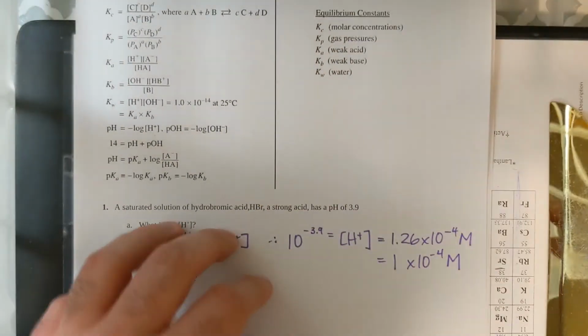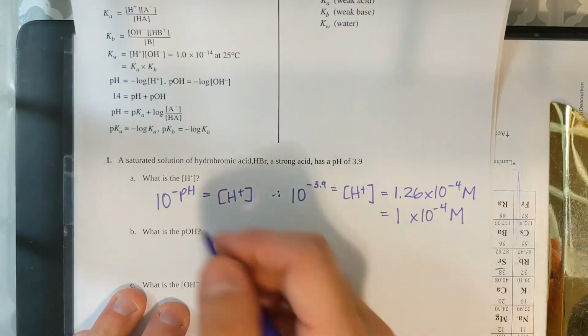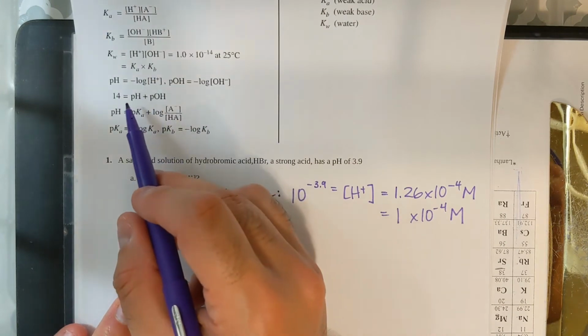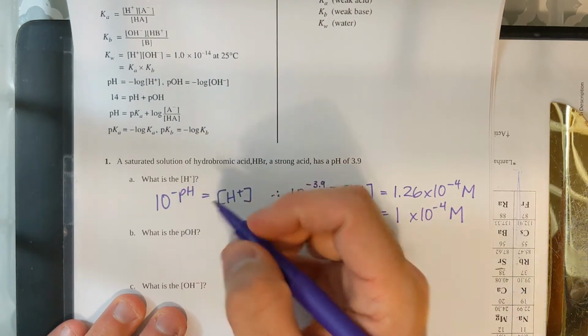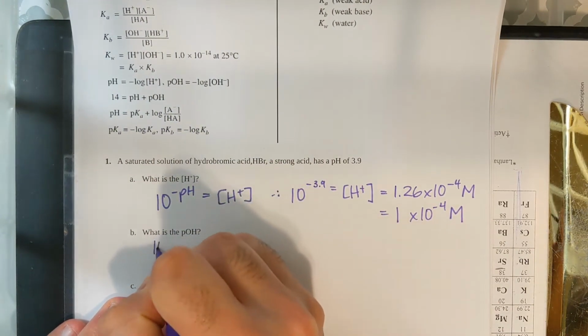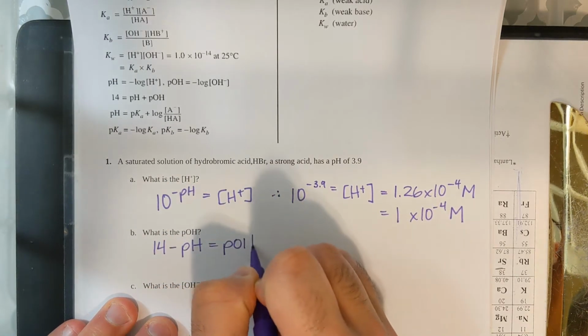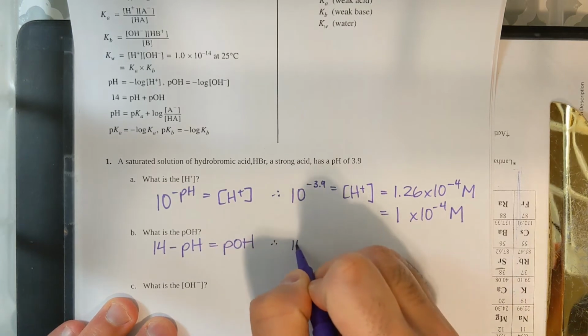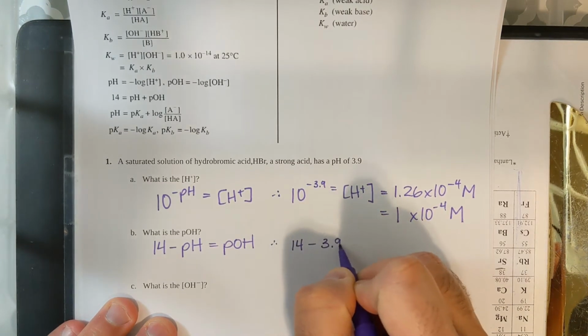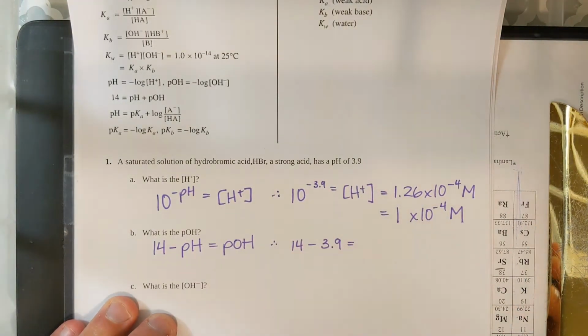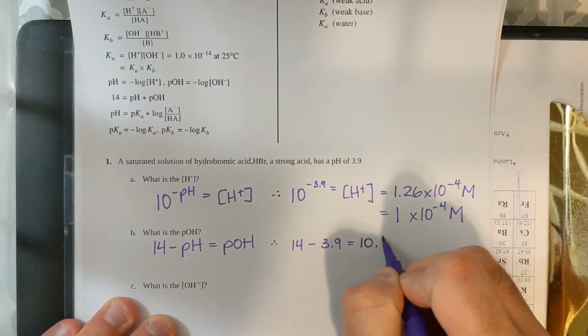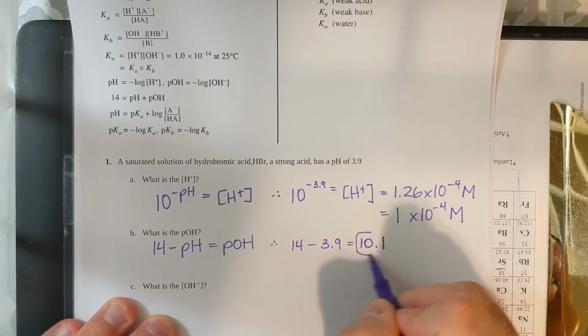What is the pOH? Well, it says it right up here. 14 is equal to pH plus pOH. That's given to us. So 14 minus pH is going to be equal to pOH. Therefore, 14 minus 3.9 is equal to 10.1. That's my pOH.